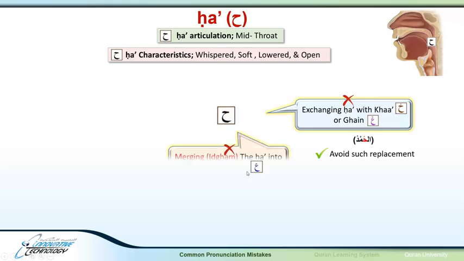Second mistake is merging, idgham, the ha into the following ayn. An example, فاصفح عنهم. We have two words, the first word ending with a ha with sukun, and the second word starting with an ayn. Idgham means merging the last letter here, the ha, with the first letter ayn, and eliminating the ha and replacing it with an ayn. It will be pronounced as فاصفح عنهم. No ha, directly the fa to the ayn. And that's basically idgham, the ha into the ayn. And that's wrong. We should pronounce it clearly. فاصفح عنهم. A ha should be clear and should not be merged into the ayn.